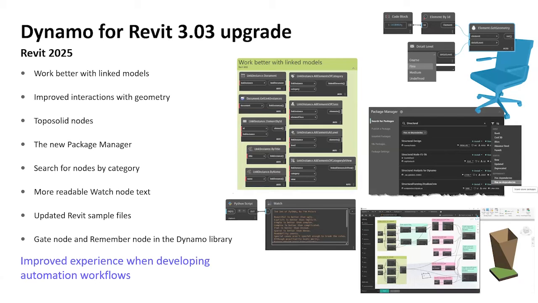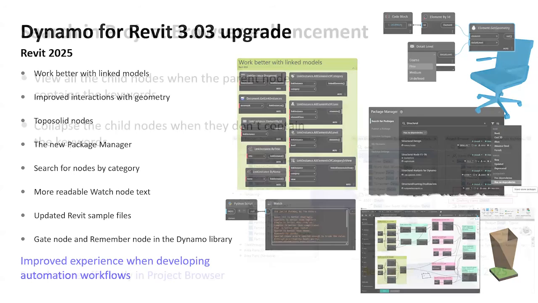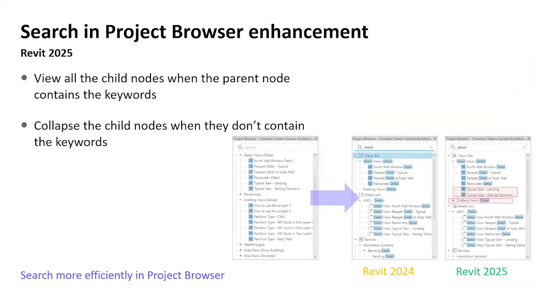The one that I really like is this ability to search for nodes by category, give an ability to kind of list return nodes that belong in the list. Anyway, so project browser enhancements. I mentioned earlier that you can zoom in the project browser.